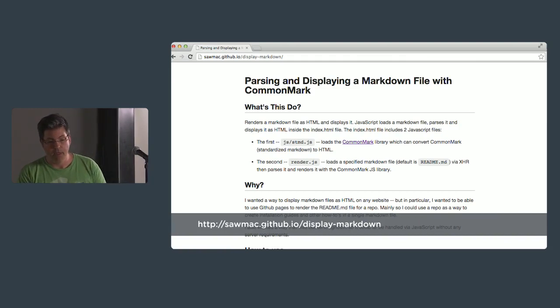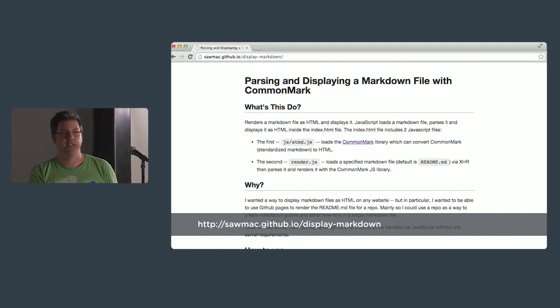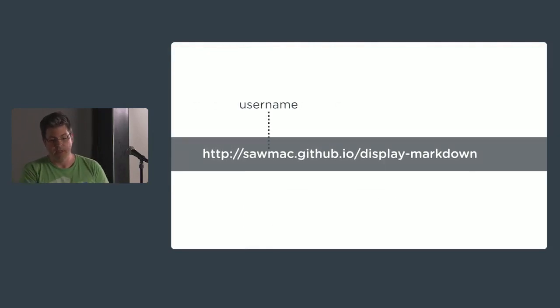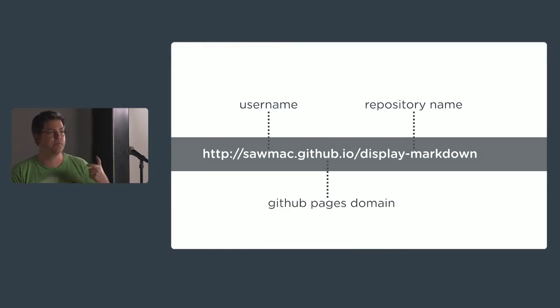All right. So here's an example of one. This is for one repo that I created called Display Markdown, and really all it does is take a Markdown file and turn it into HTML so that you can put it on a website and see Markdown as HTML. But the important thing that I want to look at is the URL for this. So it's sawmac.github.io/display-markdown. So sawmac is my username at GitHub. So when you sign up with GitHub and you create an account, you have a username. It could be your name or something that you make up.